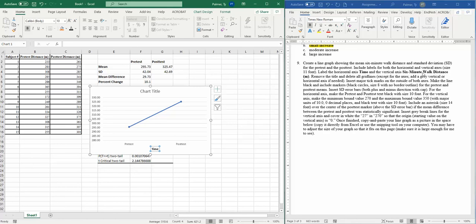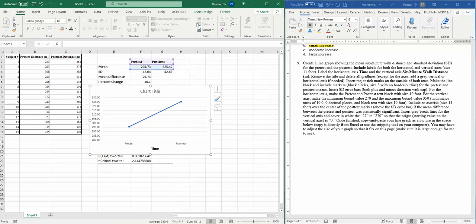And then also, it says make these axes labels size 11 font. So you can see here while it's highlighted that it's size 10 font. Let's increase that to size 11. Make it a little bit bigger, a little bit easier to see. Let's do the same thing for the vertical axis.